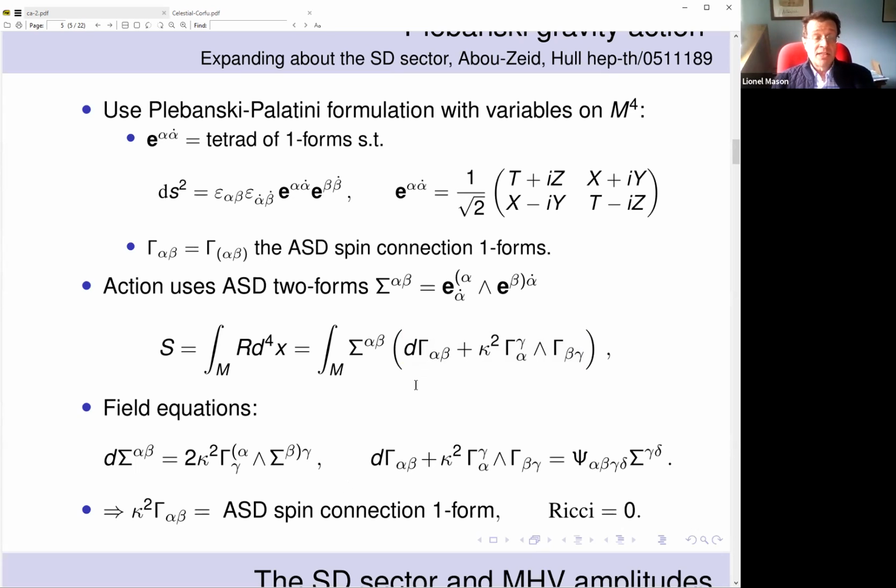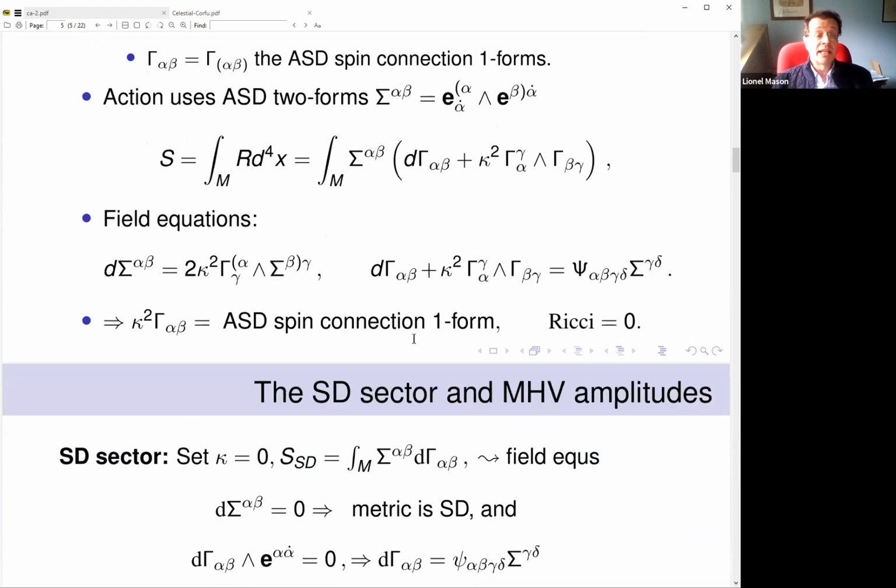And this format gives you a rather nice method for perturbing around the self-dual sector. So in the self-dual sector, gamma is equal to 0. You put your coupling constant here in terms of the gamma-gamma term and put kappa squared equal to 0. And then suddenly you get this expression here, which is the action for the self-dual sector. You find that the two forms are closed, exactly closed. There's no anti-self-dual spin connection. The metric is self-dual, and the gamma still lives, and it's a linear field on the background.